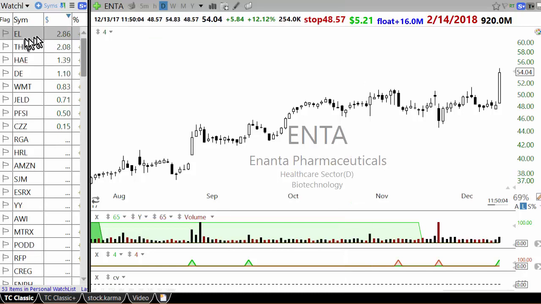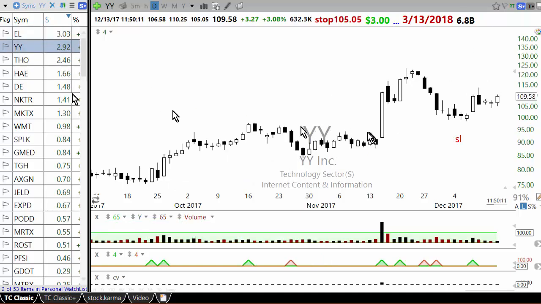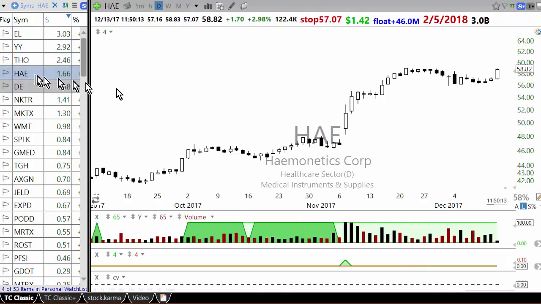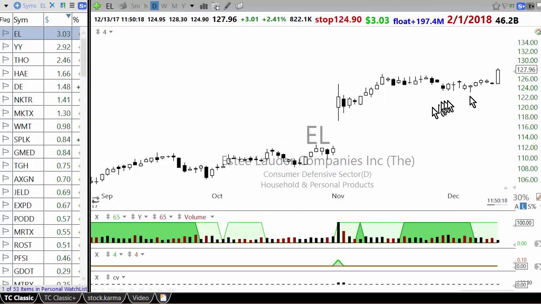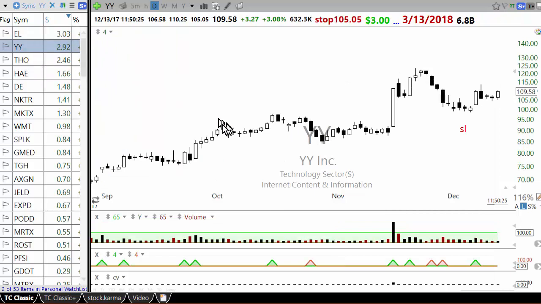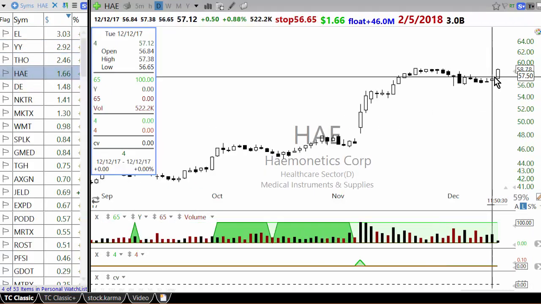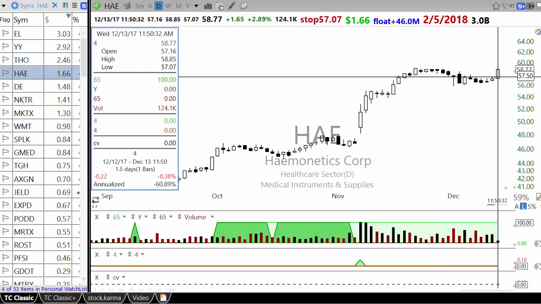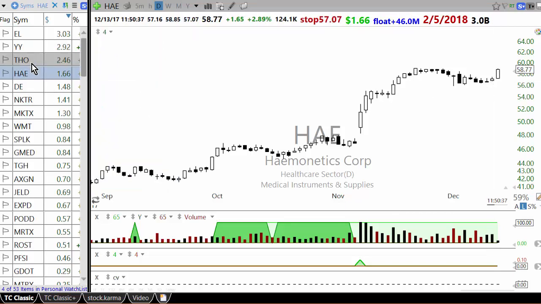This is the watch list which I posted last night, and if you see ST Laudier, which is already up, or YY, or THO, or HAE, which are already up. Now if you had done your orders, you could have gotten very early into these things. Like my order was 125.50 on this, so you can get in much like I got in on this one also, with a very close stop. 57.50 was my order ready to go, and that triggered.